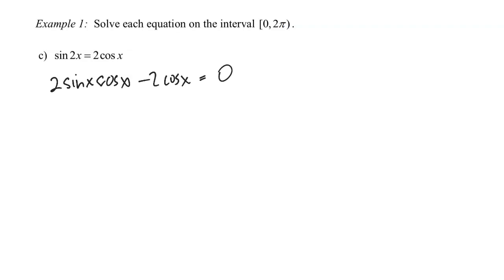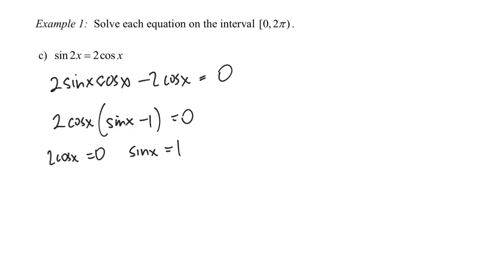And now I want to pull out a greatest common factor. And so I see that from these two terms, both of them have a 2 and both of them have a cosine x. And that's going to leave me with sine x minus 1 is equal to 0. And so now I have two factors. I have 2 cosine x, and I'm going to set that equal to 0. And sine x minus 1 equals 0, which is going to give me sine x is equal to 1.